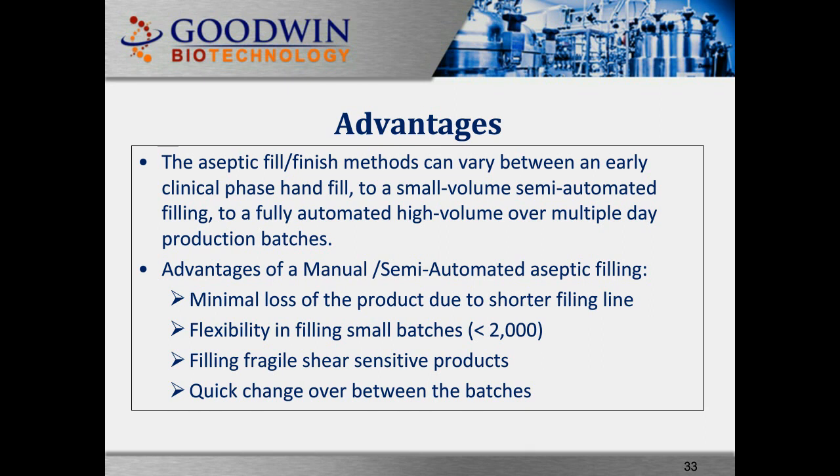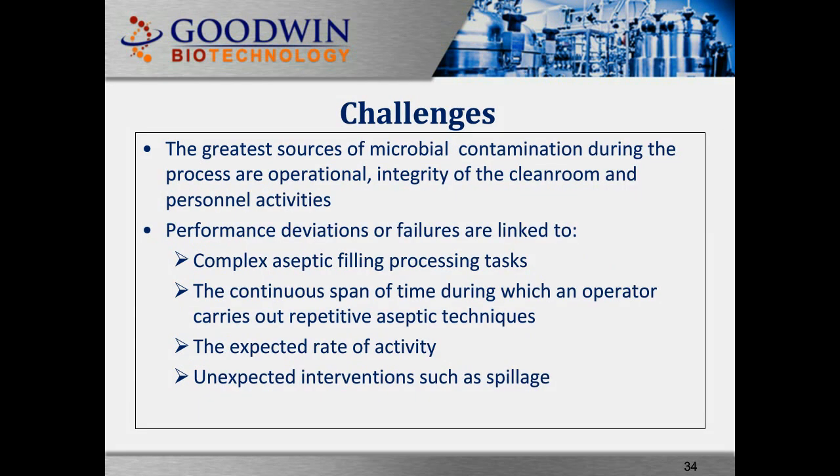Let's go over the challenges of manual semi-automated filling. The greatest sources of microbial contamination during the process are operational, integrity of the clean room, and personnel activities. Performance deviations or failures are linked to complex aseptic filling processing tasks, the continuous span of time during which an operator carries out repetitive aseptic technique, the expected rate of activity, and unexpected interventions such as spillage, power loss, or HVAC failure.